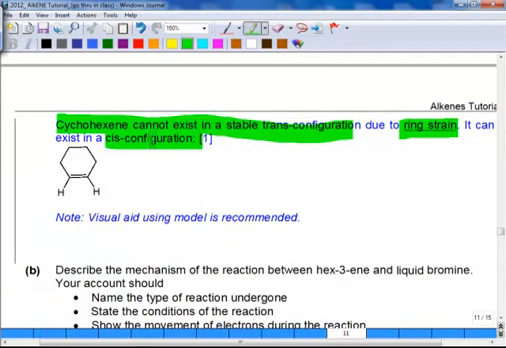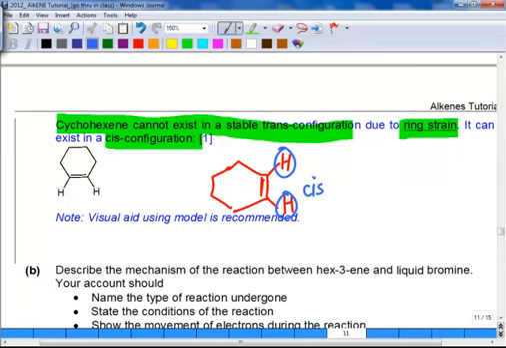Because if you draw out cyclohexene, cyclohexene looks like this. And you have 1 H and 1 H over here. So obviously it is on the same side, so it must be cis. Correct? It must be cis because it's on the same side. Okay. Is it okay? Can. Okay, we are at 7B.